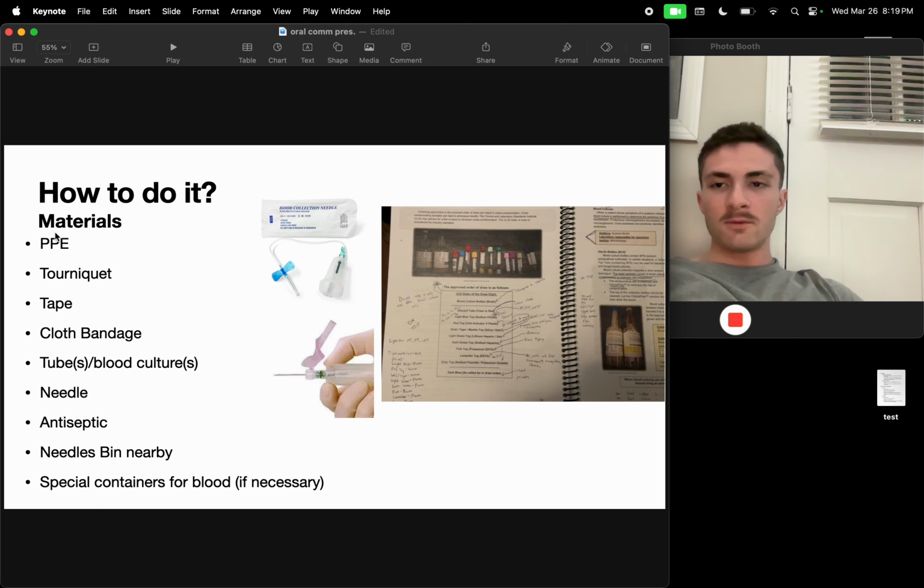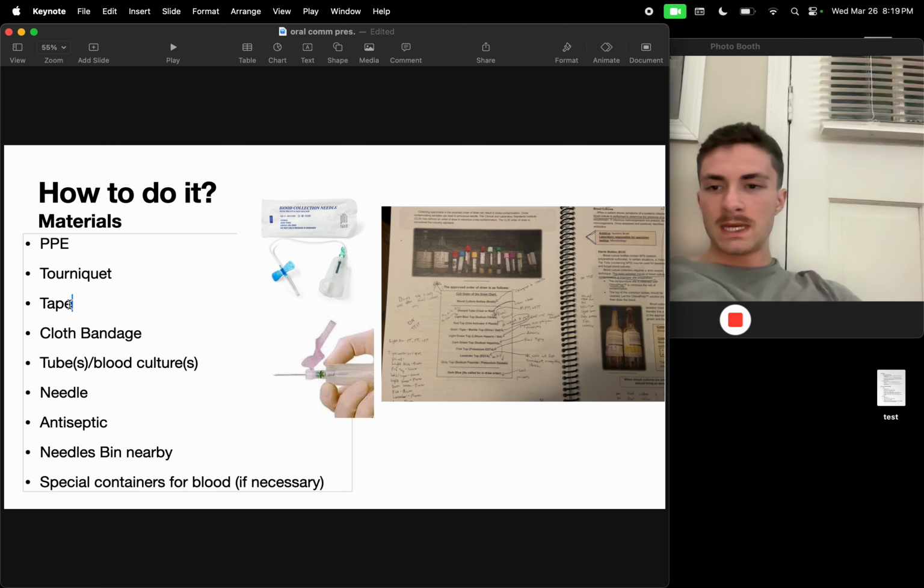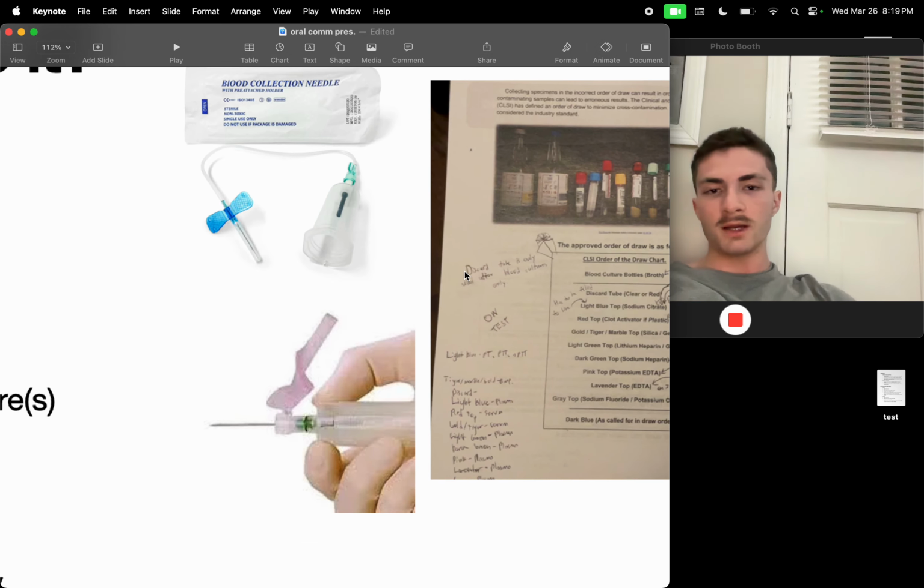This is the materials you're going to be wanting to have going into it. Personal protective equipment, already went over that. That's just gloves, mask, whatever. Tourniquet to tie it onto the person. Tape, this is the tape and cloth bandage are together, so after you pull out the needle, you want to place some cloth on it and also tape to hold it there. Tubes, whatever tubes you need, you're probably not going to use all of these tubes.